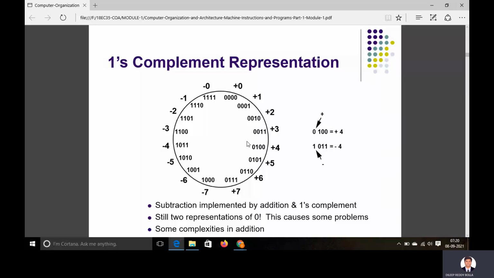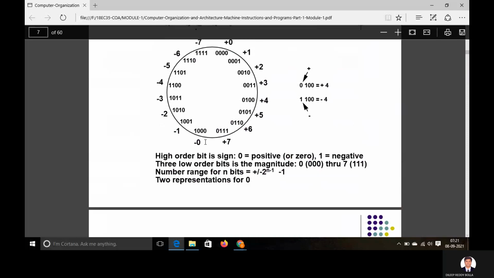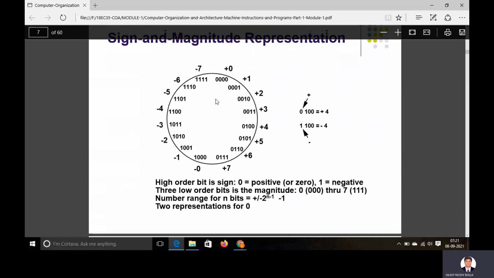The same number format we used in sign magnitude is being used here. The first bit is the sign and the remaining three bits represent the magnitude: 0, 1, 2, 3, 4, 5, 6, 7. In this way we represent it. Here, if the MSB is 1, then compared to the earlier sign magnitude representation, the values 0 to 7 remain the same.